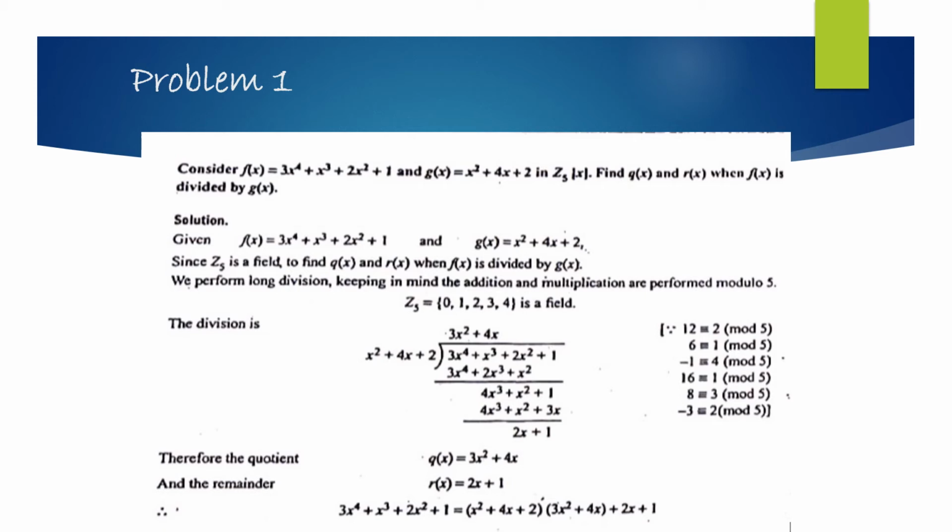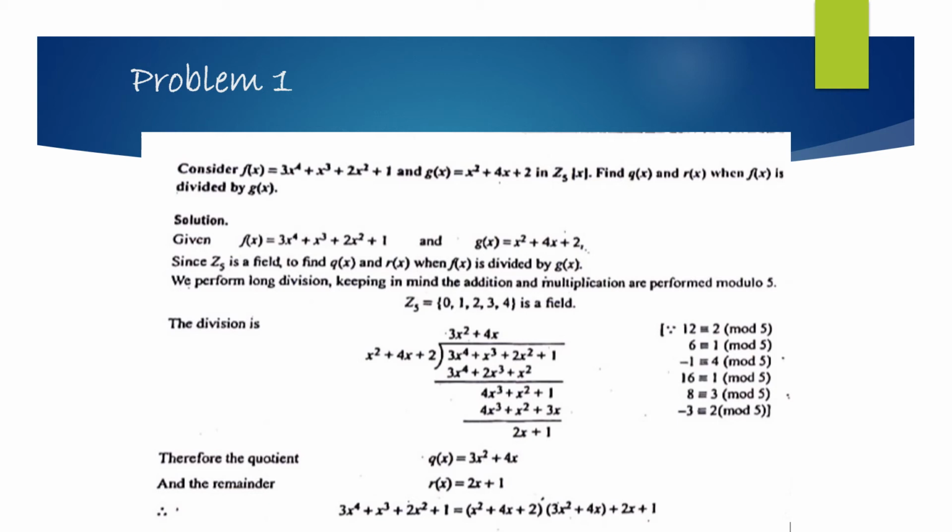So first, you know what is Z5, right? So how will I write these Z5 elements? It starts from 0, 1, 2, 3, 4. It's a field. So the division. If I'm going to divide this, write down the polynomial f of x upon g of x. When I'm dividing this, how do I divide? Take this first element 3x power 4, dividing that over x square, the answer will be 3x square. I put it in my quotient.